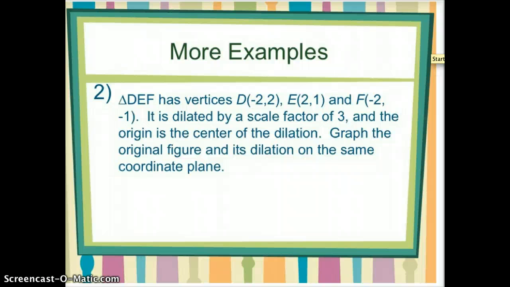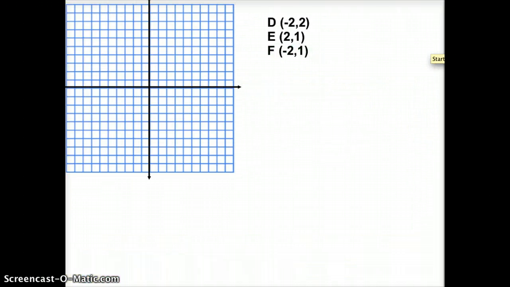All right, we're going to look at scale factor on a coordinate plane and try to dilate an image. So we have a triangle DEF. It has vertices, so the corners of the triangle are (-2, 2), (2, 1), and (-2, 1). Or (-2, -1), it looks like. It's dilated by a scale factor of 3. So that means the scale factor from the original to the new is going to be 3 times bigger. And the origin is the center of the dilation, so that's going to be our starting point, kind of. We're going to graph the original figure and its dilation on the same coordinate plane. So I have this coordinate plane. And I wrote these coordinates wrong because it's really (-2, -1) for that one.